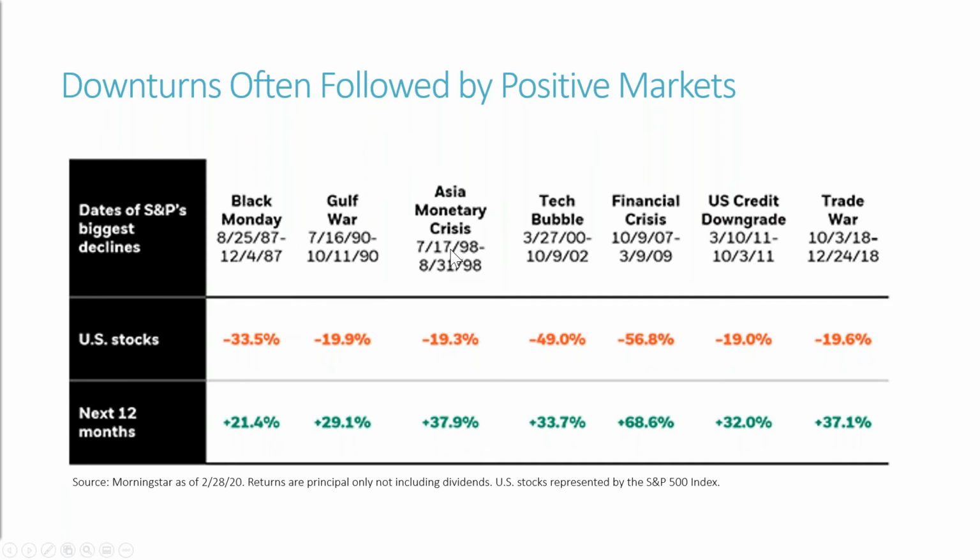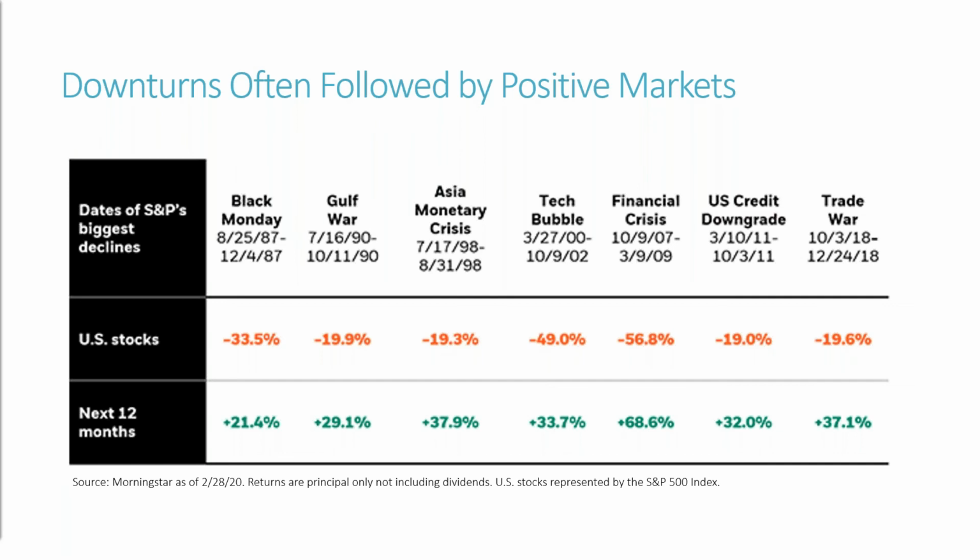Going back to a lot of other market crises, going back to Black Monday in the 80s, this shows these sell-offs and the next 12 months of stock market performance. So that trade war, tariff debacle I talked about earlier, the fourth quarter of 2018, the market dropped almost 20%, and the following 12 months it was up 37%. Again, just looking at the S&P 500 stock index, but periods of big sell-offs are typically followed by positive markets.